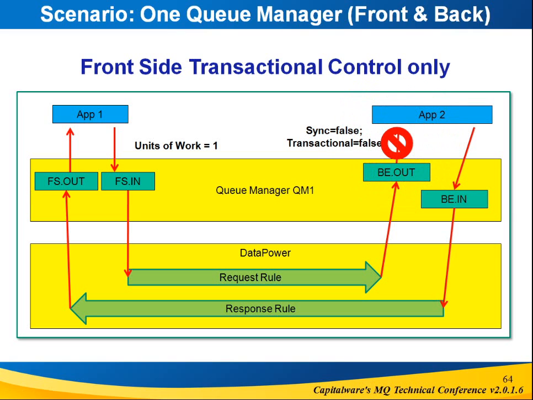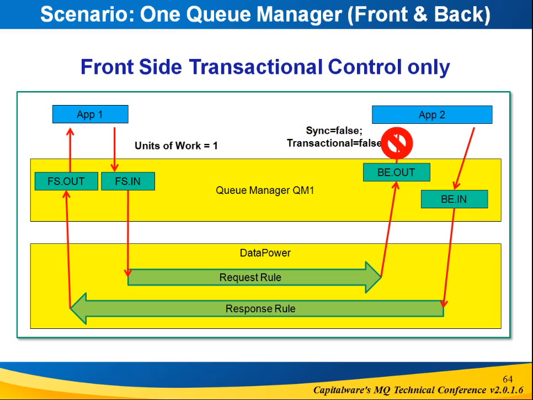So essentially, you end up with everything hung at this point. Application 2 can't see the message, cannot retrieve it, cannot process it. The be.out queue is just going to sit there waiting. The queue manager is going to sit there waiting. DataPower is going to sit there waiting. Everything is hung at this point. So not a good situation.